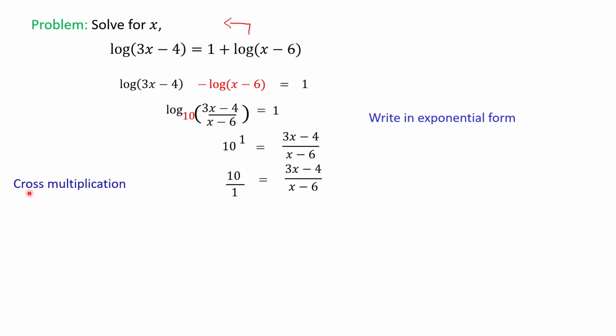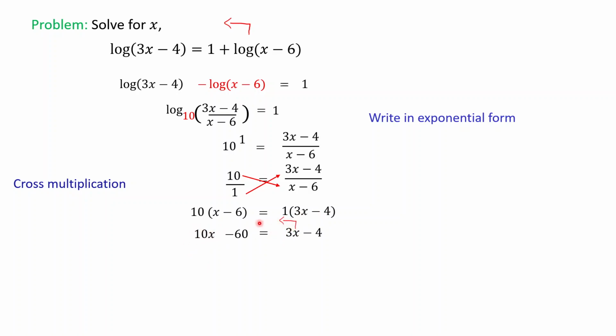Now I can use cross multiplication. So multiply this and this, that is equal to multiply this and this. You get 10 times this is equal to 1 times this. Now remove the parentheses. 10 times x, 10x, 10 times negative 6, negative 60, is equal to 1 times this, is this. You have x terms.